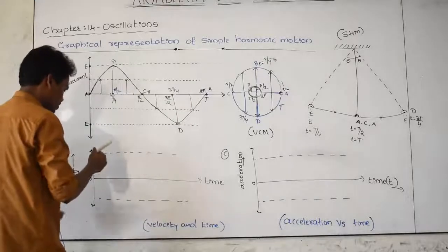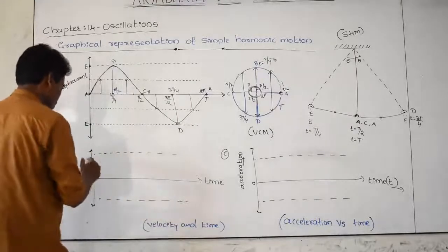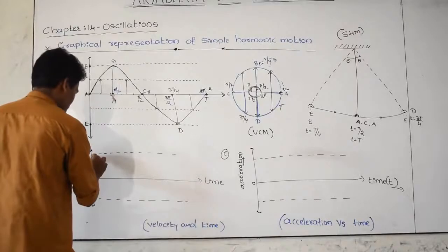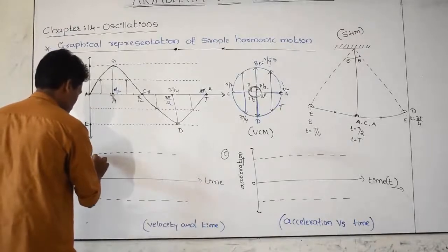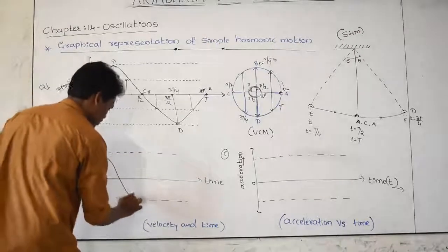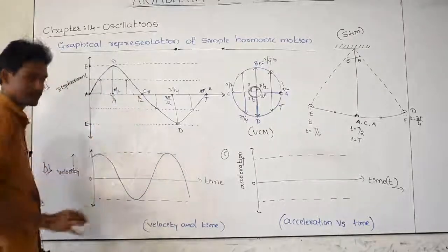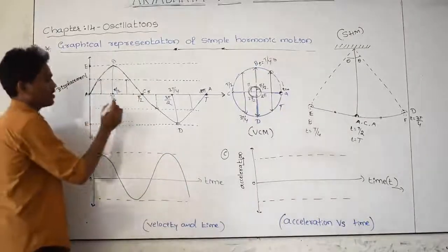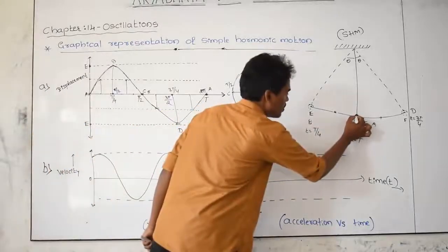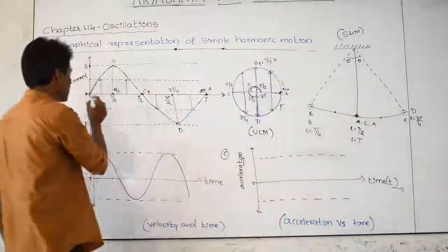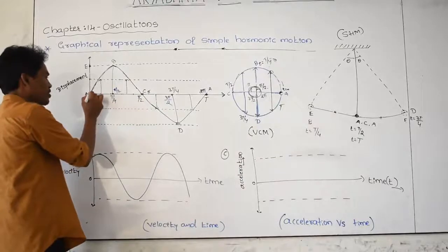Let us take, this is velocity. I am taking the graph like this. This is the graph for velocity and time. Displacement is equal to 0 here. That's why I started the graph from the 0 point.